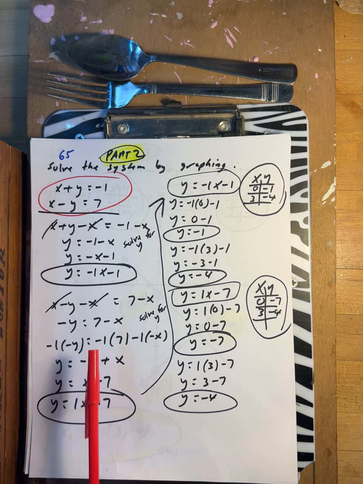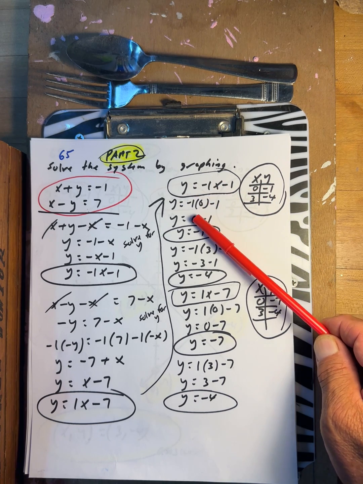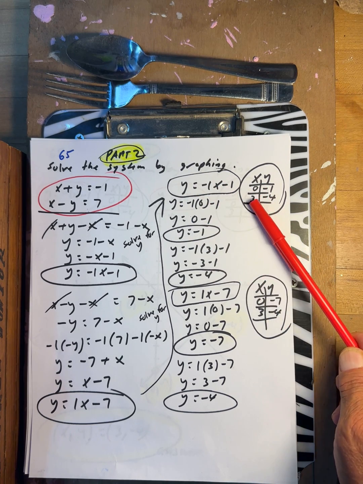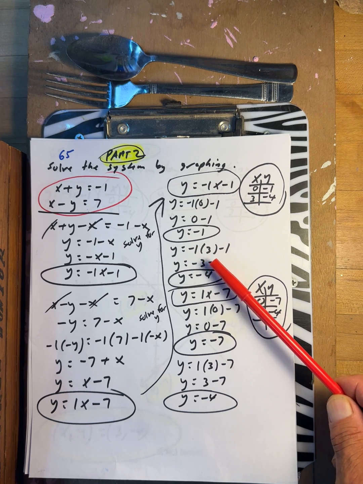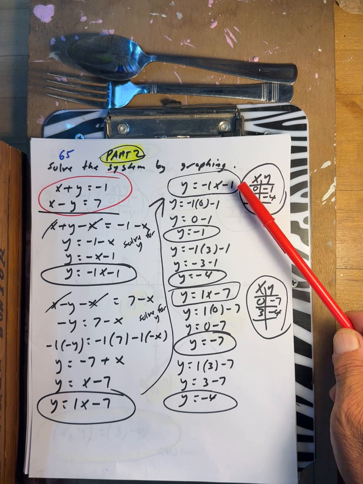Get some points for these two, okay, put easy numbers. Put a 0 there, 0 times that is 0 minus 1, -1. Put a 3 in there. 3 times that, -3 and -1, -4. So we have 3 and -4 and 0 and -1. There's a pair for this one here.